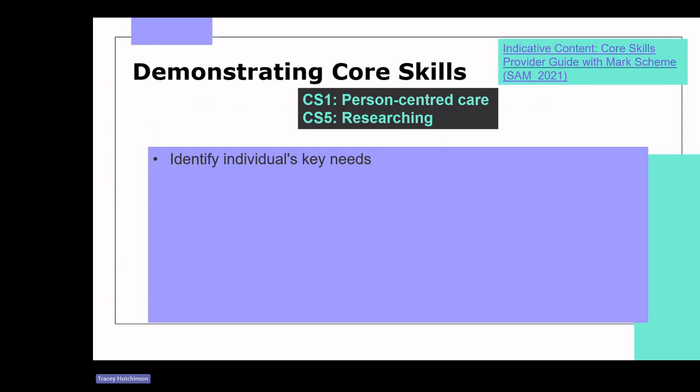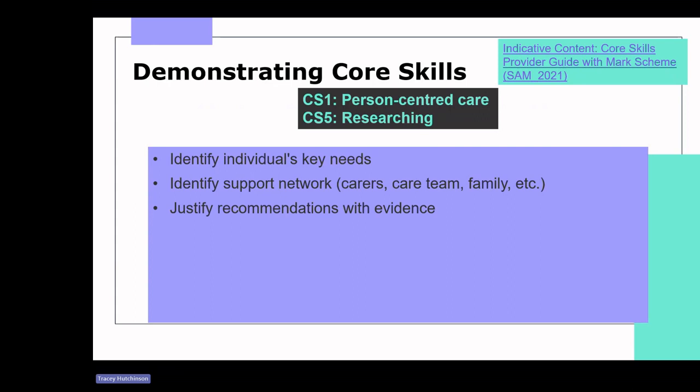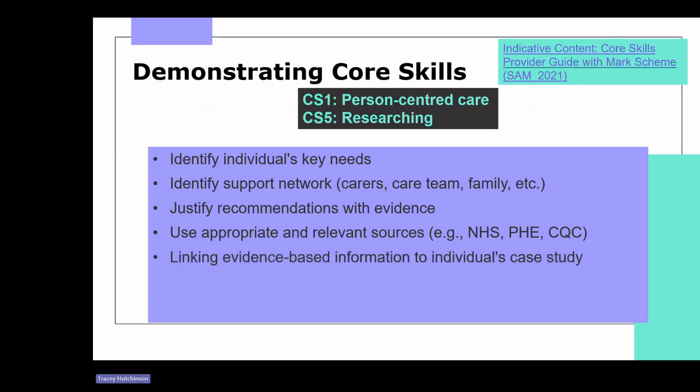The report might identify or explain some of the following. Identify the individual's key needs. Identifies the individual's support network, e.g. carers, care team, family, significant others, for example. Uses evidence to justify each point or recommendation. Uses other appropriate and relevant sources for support and suggestions, such as the NHS website, Public Health England, Care Quality Commission. Makes links to relevant evidence-based practice, theory and policy.